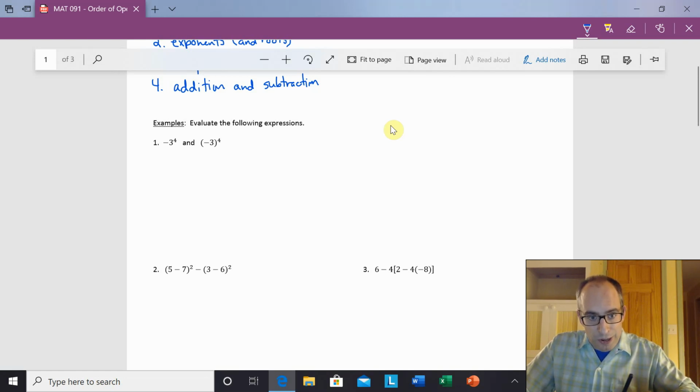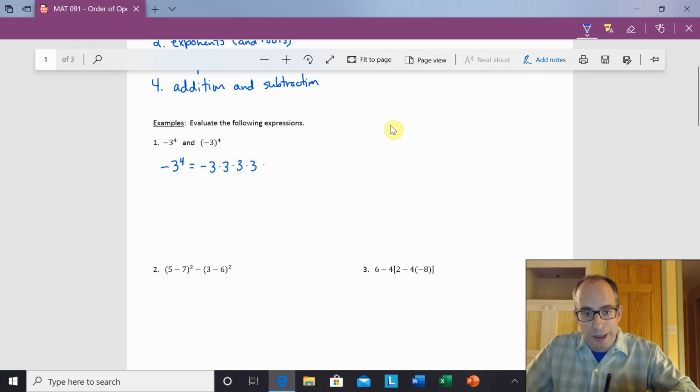So the first one, the -3 raised to the 4th power, that would be the negation of 3 times 3 times 3 times 3. And 3 to the 4th, if you don't know it off the top of your head, it's 81, which I guess you could get by saying this 3 times 3 is a 9, then this 3 times 3 is also a 9.